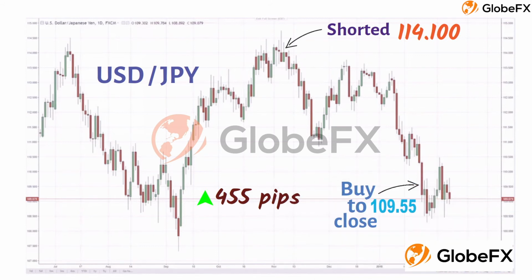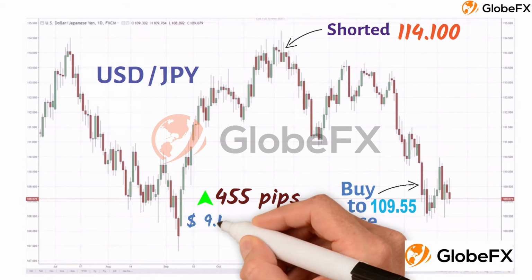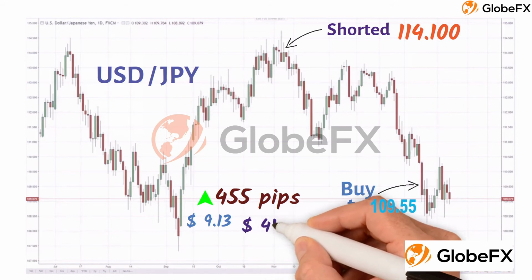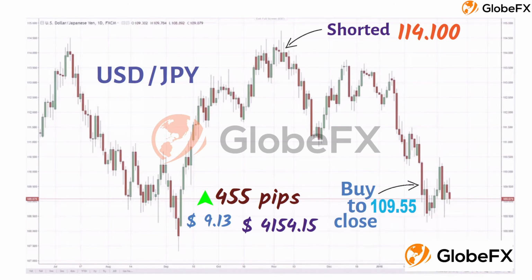Now we might have to do a little bit of calculation to figure out what those pips are actually worth, which we've talked about, and we'll go into more detail on that later, especially when we have a currency pair that doesn't involve the dollar. But if we did that, we know that the pips are worth $9.13 each. So $9.13 times 455 pips gives us a change in value for this trader of $4,154.15.